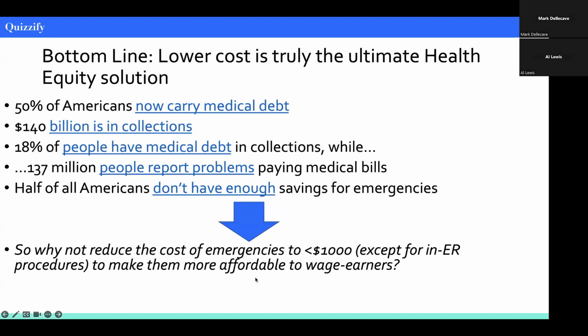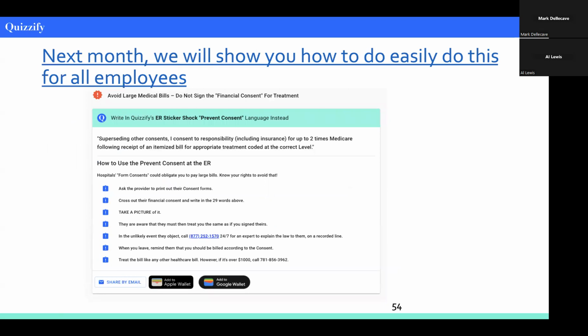So our proposal is very simple. Let's reduce the cost of emergencies, and we can guarantee them to be under $1,000, except for procedures done in the ER. That involves, Medicare reimburses considerably more for that, both to the physician and the provider. So as a result, we can't keep those under 1,000. But actually, in dollars, you're going to save the most money on those. So why not simply reduce the cost to make them more affordable to wage earners, and we'll take care of the rest. I just teased that next month, this is what we will be covering.